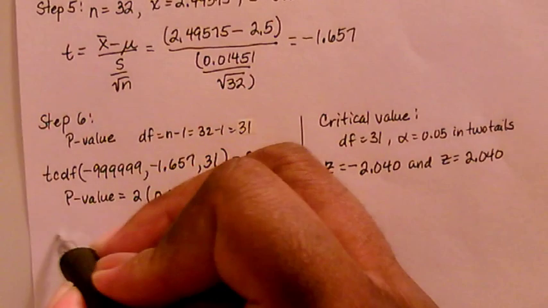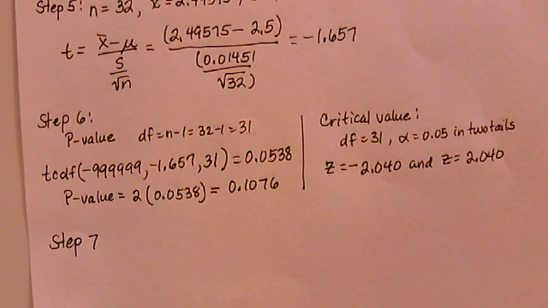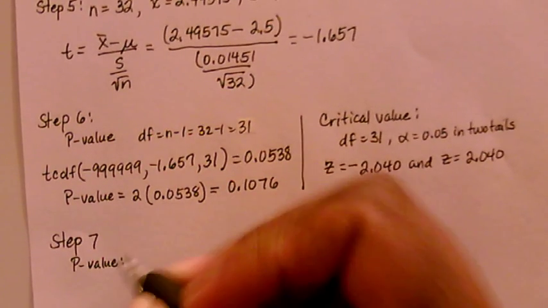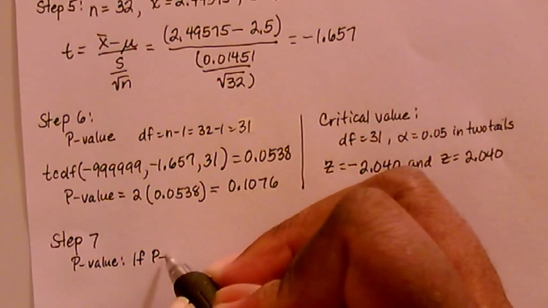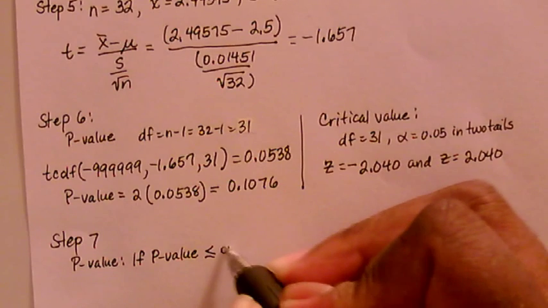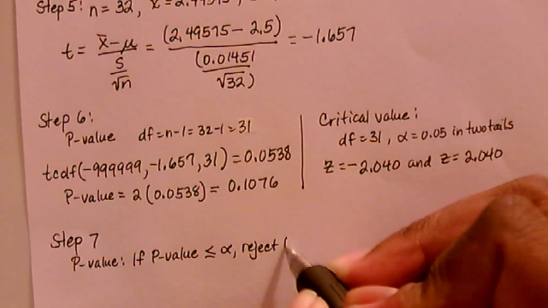Now step number 7 is to make the decision whether to reject the null or fail to reject the null. I'm going to use the p-value approach because that's the one that is much easier to use than the critical value approach. If you use the p-value approach, your decision rule is this: if your p-value is less than or equal to alpha, reject the null.